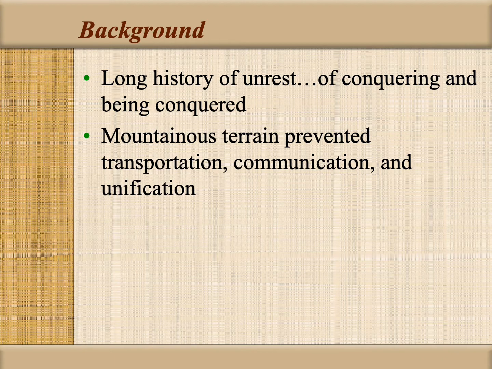Additionally, Spain has a very mountainous terrain, which prevented transportation, communication, and unification. So, like I said, it was almost more of a city-state type feudal system in which there were multiple royal families, which is why King Ferdinand and Queen Isabella marrying ended up uniting the country in a way that it had not been united before.